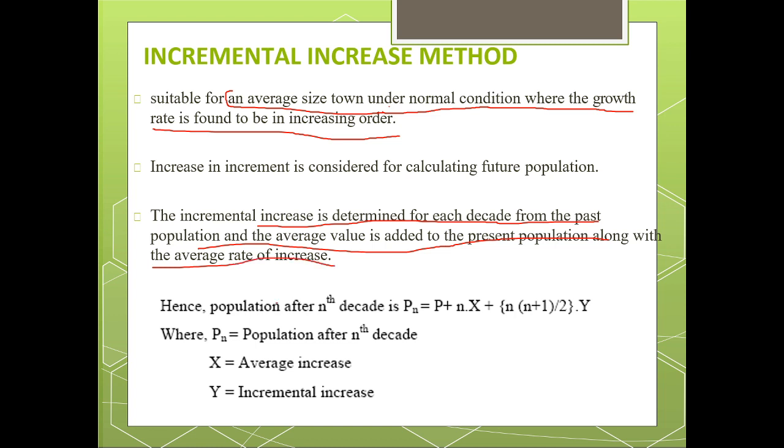So here the population after the nth decade has the formula Pn equal to P plus n into x plus n into n plus 1 by 2 into y. Here x is the average increase and y is the incremental increase. With this formula you can find out the future population after the nth decade.